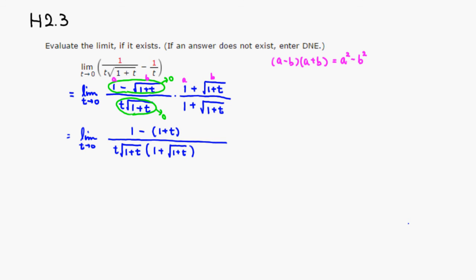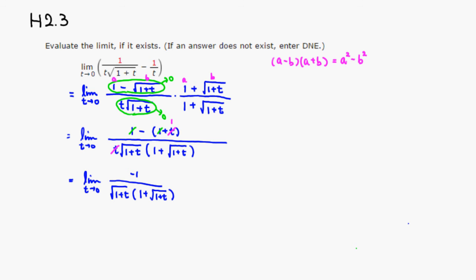Then we can cancel out, so you have a 1 minus 1, so we can cancel those out. And there's going to be negative t left on top, and a positive t on the bottom, so we can cancel t here and t there, so you're going to get 1 on top. So I'm going to clean this up a bit, so you get this limit as t approaches 0. On top you have negative 1, and on the bottom, you have square root of 1 plus t times quantity 1 plus square root of 1 plus t. Then we can just plug in 0.